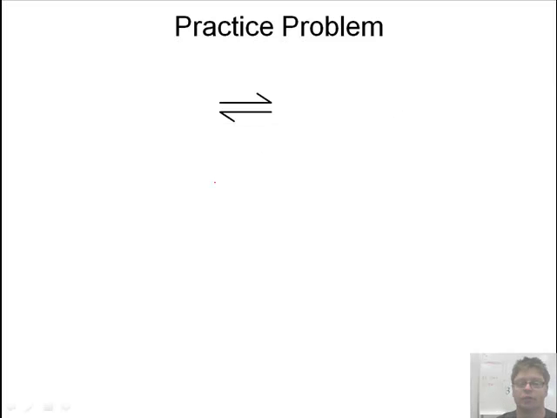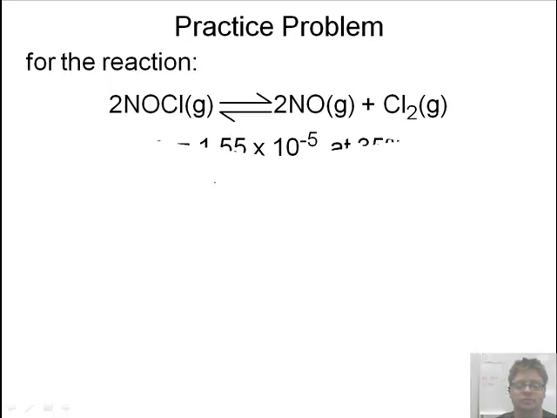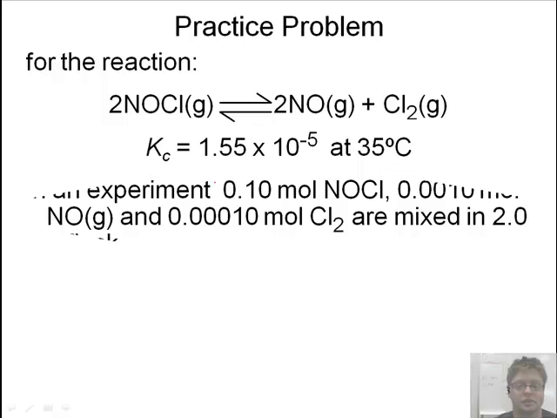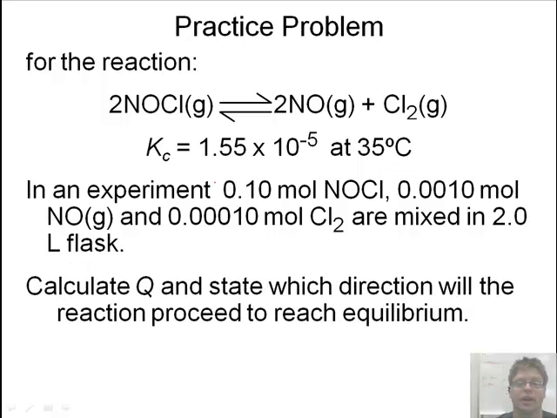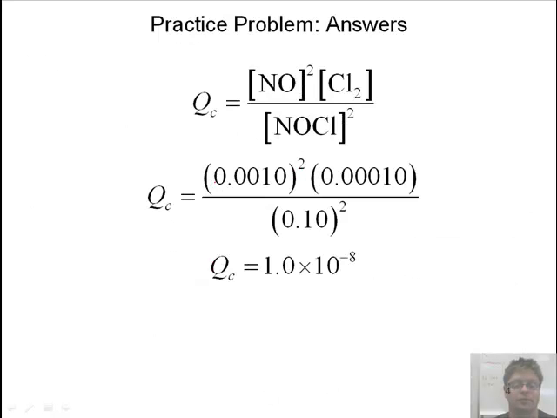Here's a practice problem for equilibrium problems. This reaction here, we're given the following information at 35 degrees Celsius. Here's our experimental data. We need to calculate Q and state which direction the reaction will proceed to reach equilibrium. So our formula here for Q is products over reactants raised to their coefficient powers.